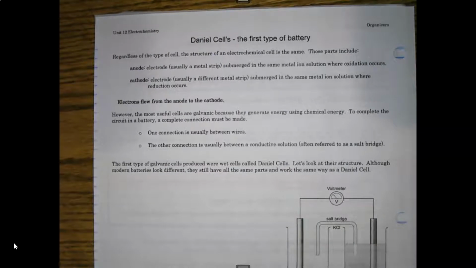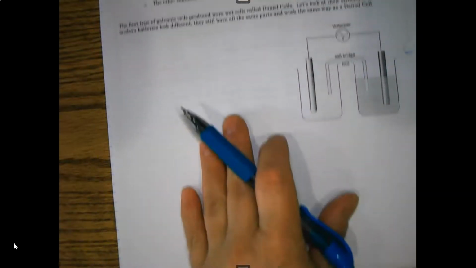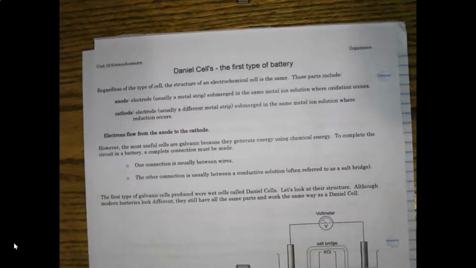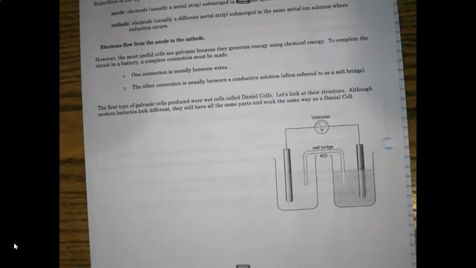A couple new terms that we need to learn before we can jump into the battery idea. This organizer is page 1208. It's actually the back side of the standard reduction potential sheet. You will notice that there is a drawing here for you to label. We're going to do a lot of labeling, so I'm thinking this drawing is a little small. You might want to redo it larger, or you're going to have a lot of lines or something.